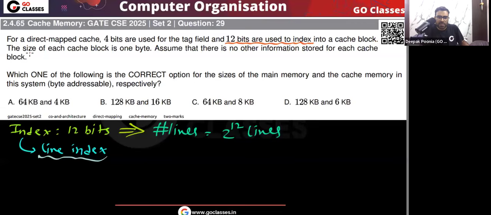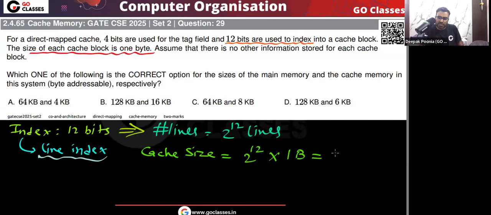These many lines are there in the cache memory. And what is the line size, the size of each cache block? That is 1 byte. So what will be the cache size? That will be number of lines multiplied by line size. Line size is only 1 byte, so the answer will be 4 KB. This is the cache memory size.